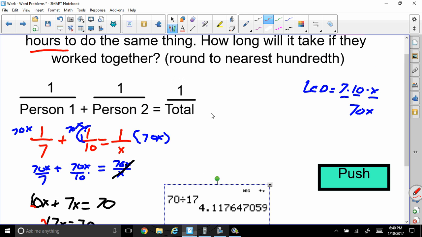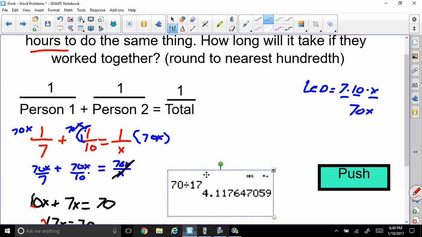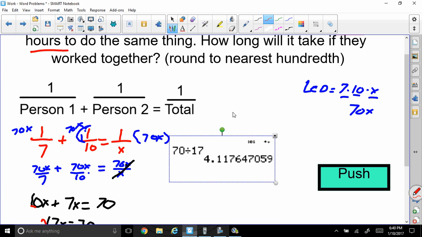So it says round the answer to the nearest hundredth. So we're not finished yet. We want to round to the nearest hundredth.